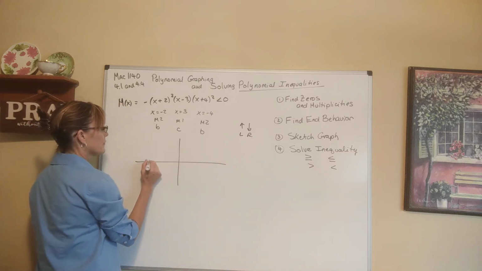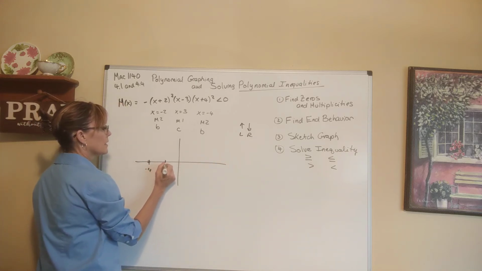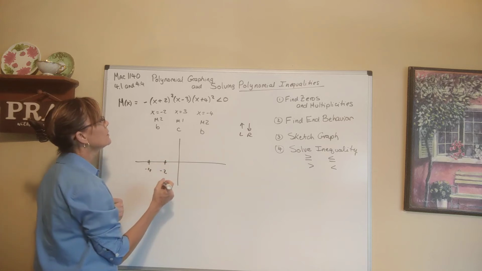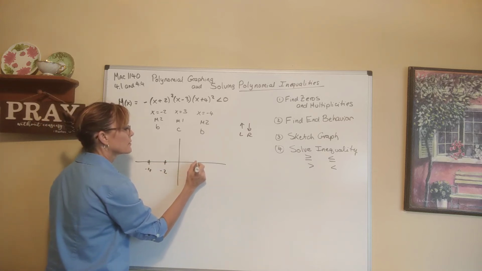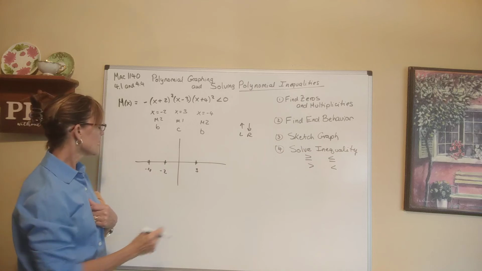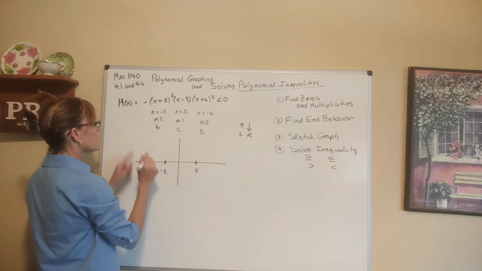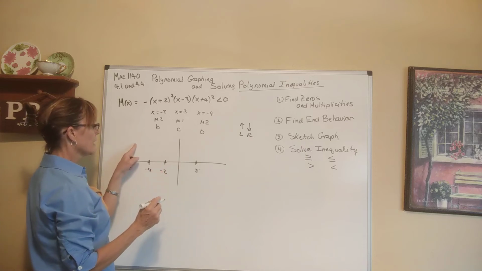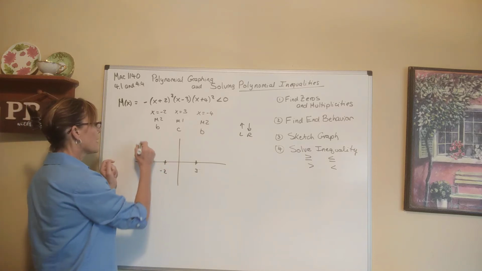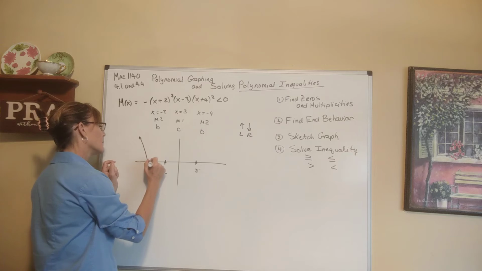We'll go over here to -4. Here is -2. And over here is 3. Okay? So let's sketch this guy. It's up left. That means it's coming from up here on the left. And when it gets to -4, it's going to bounce. So we're up here. We're going to bounce.